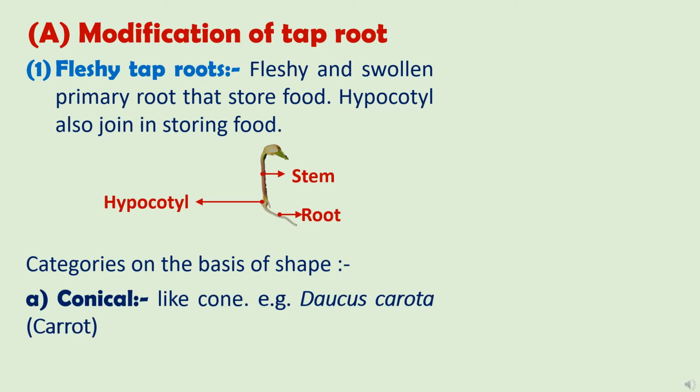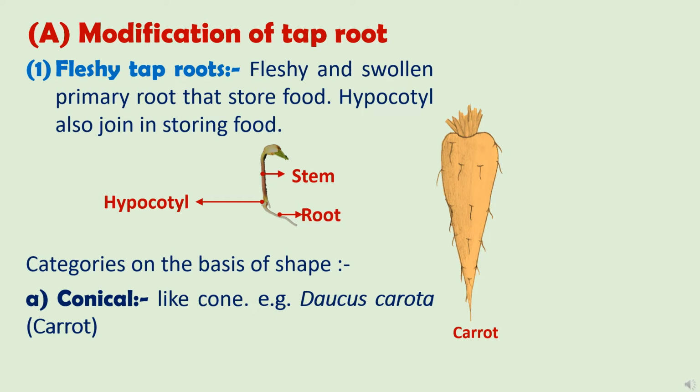These fleshy roots are of different shapes in different plants. So first type is the conical fleshy root. As the name suggests, these roots look like a cone, which means they are thickest towards the base and taper towards the apex. And thread-like secondary roots are present throughout the length of the root. For example, carrot. In carrot, as you can see in the picture, root is conical in shape, and the hypocotyl does not help in storing the food in this case.